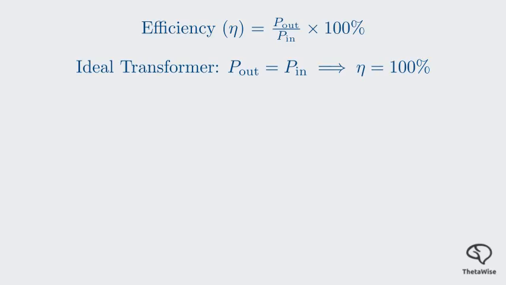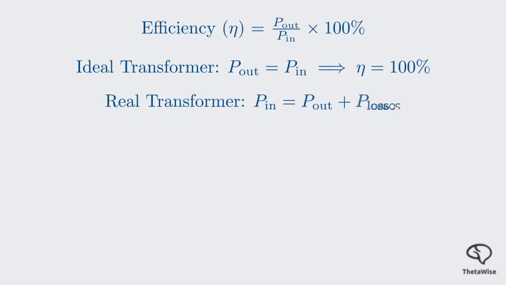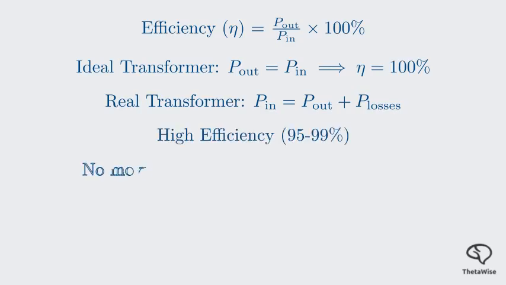All transformers experience some energy loss, which means their efficiency is always less than 100%. The energy input is not all converted to useful output. Some of it is dissipated as heat. However, transformers operate at a very high efficiency, often exceeding 95%. This remarkable efficiency is due to a key design feature. Transformers have no moving parts.